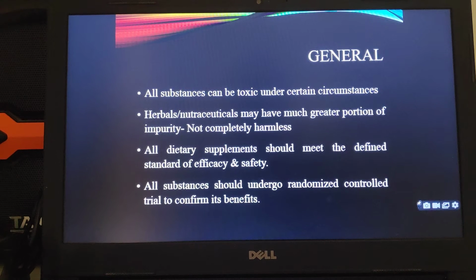All the dietary supplements which are nowadays used should be of standard quality in terms of efficacy and safety. So the label of all dietary supplements should be checked before buying those products. All products, whether a conventional drug or any supplement, ideally should undergo a proper randomized controlled clinical trial to confirm the benefit of the product.